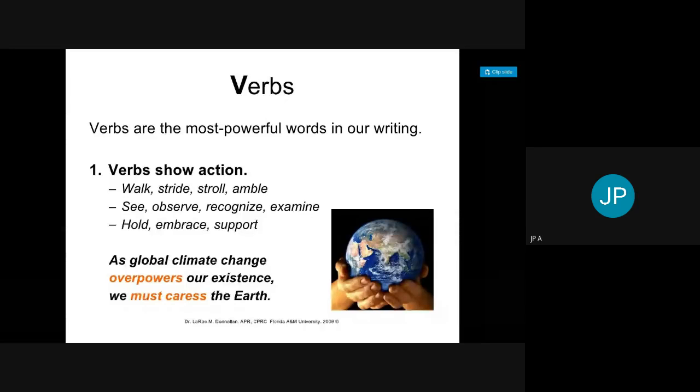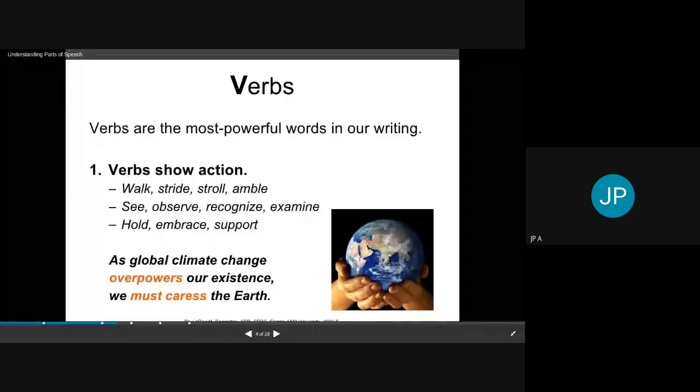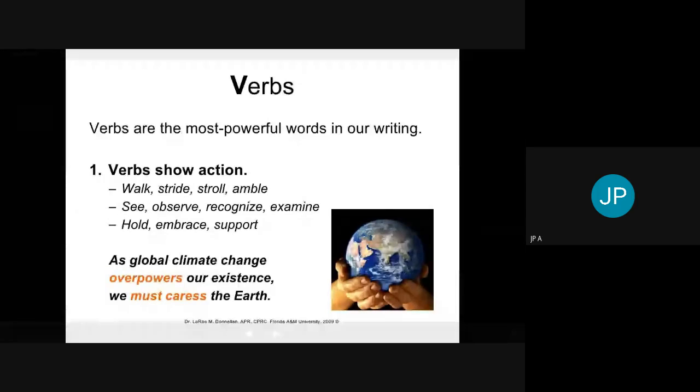So that is why it is numbered as 1. Verbs can show action. Is there any difficult word in that?